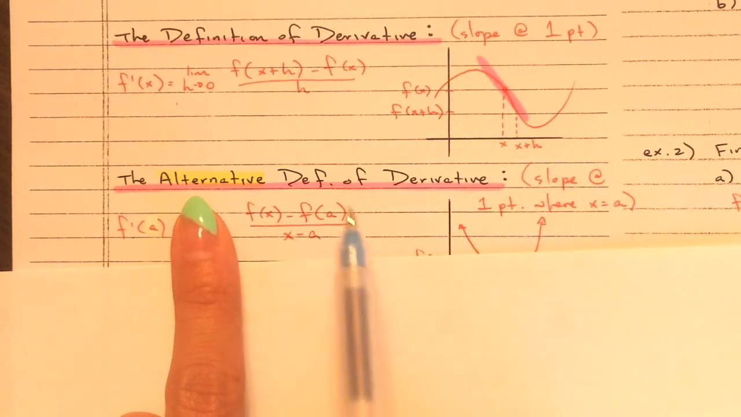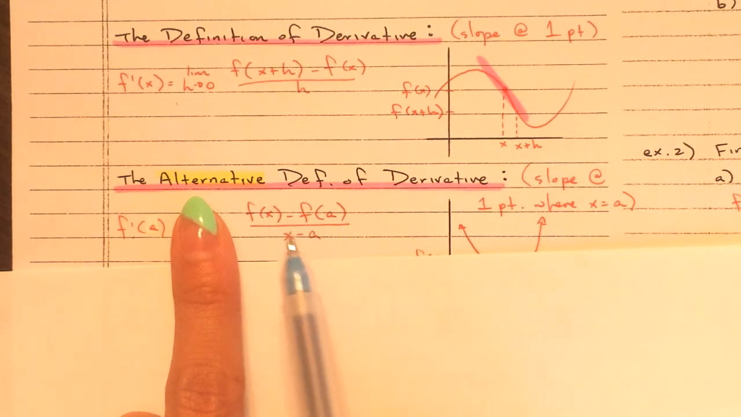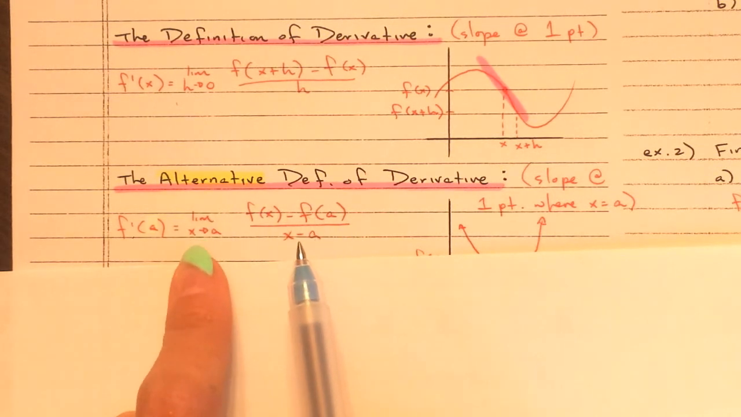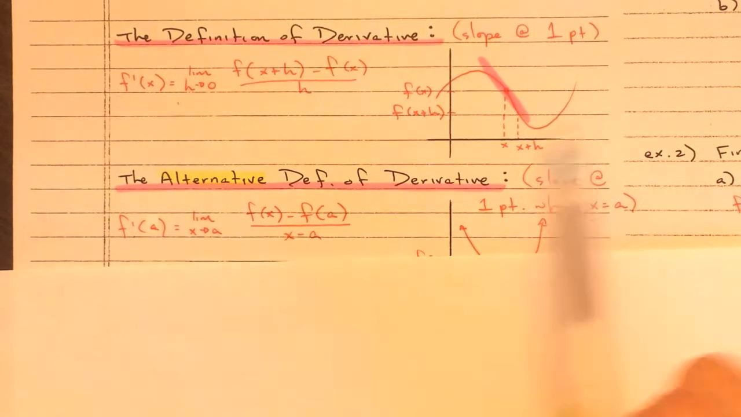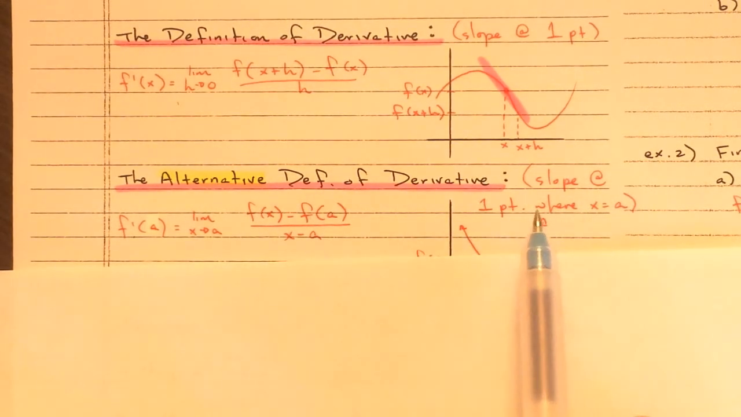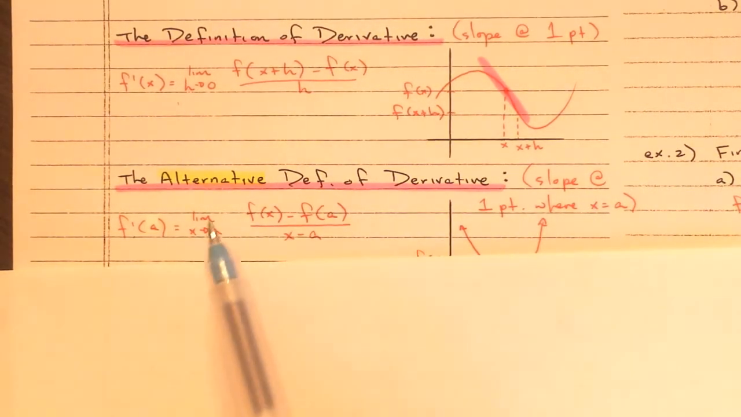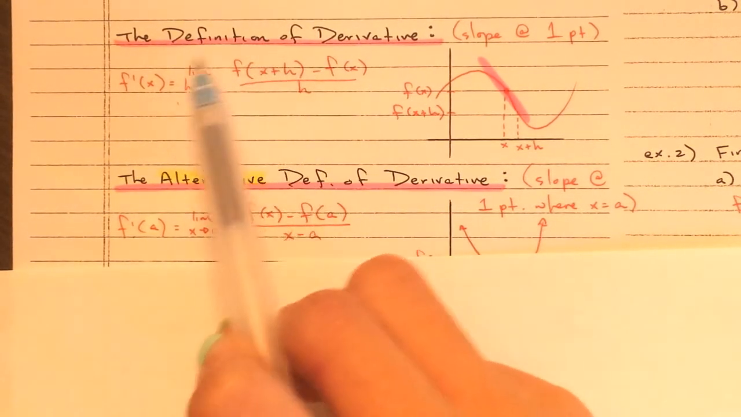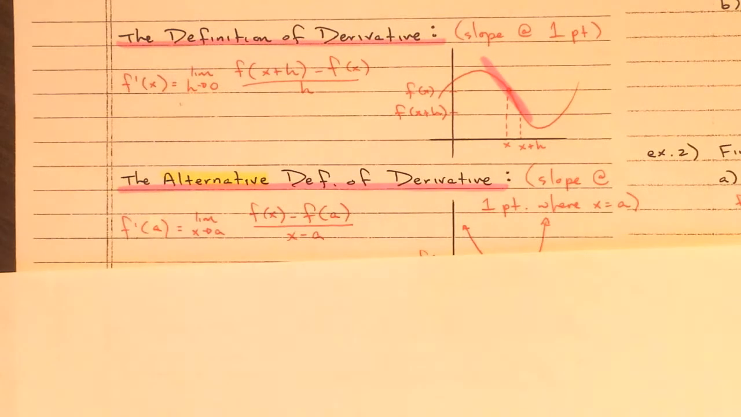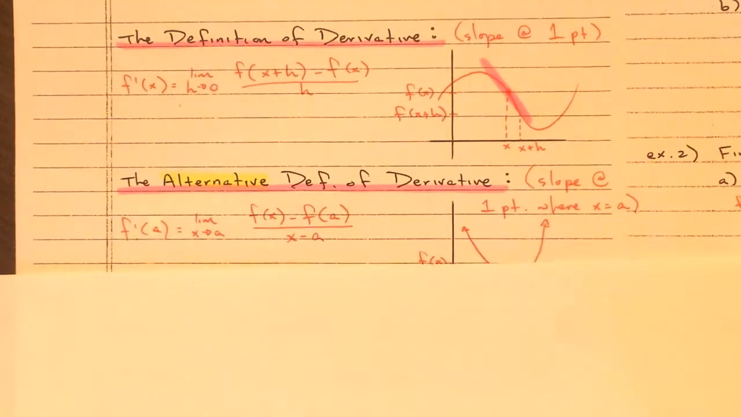So if this is a slope usually using 2 points, what we can do is use a limit and say, well, now we're saying x is getting really, really close to a. So x and a are basically the same point. That's how this is the slope at one point where x equals a. The alternative definition, you have to know this. This is called the definition of derivative. I will test you on both, and you have to be able to do both, okay?